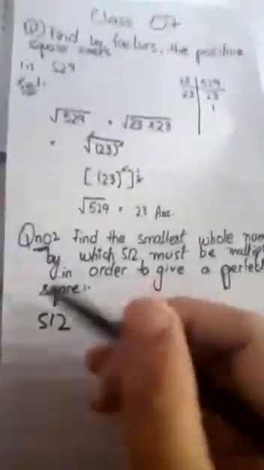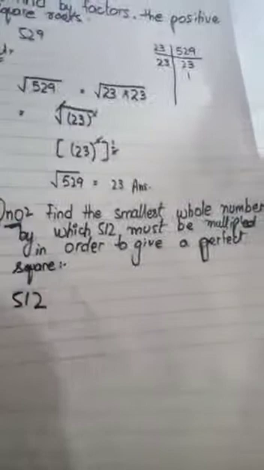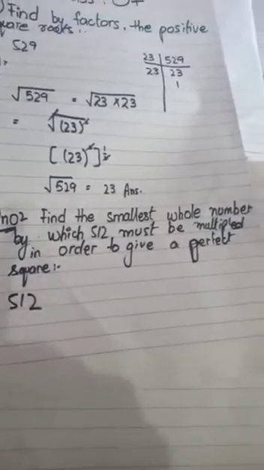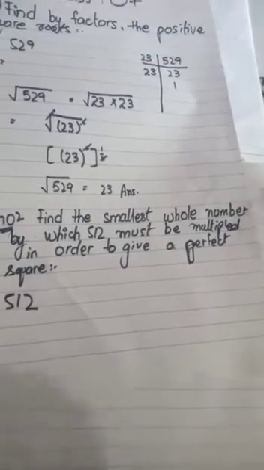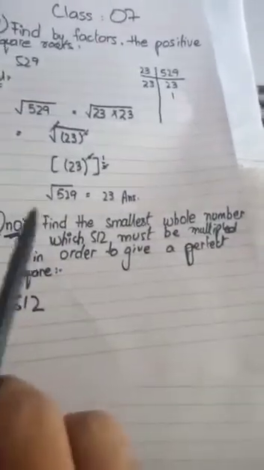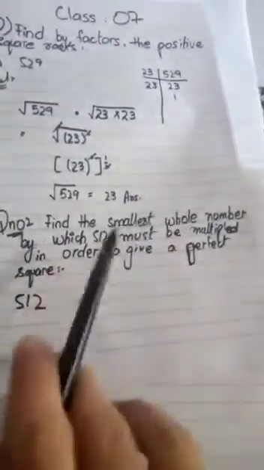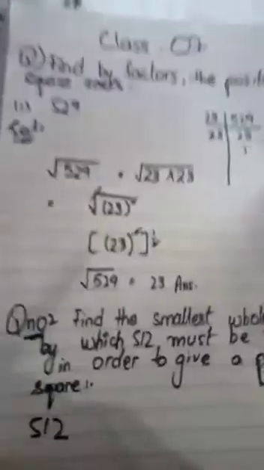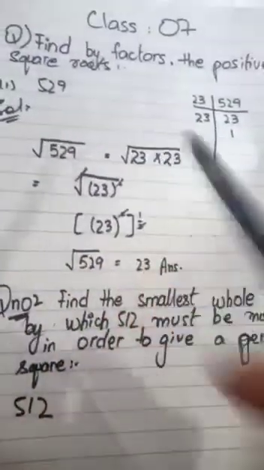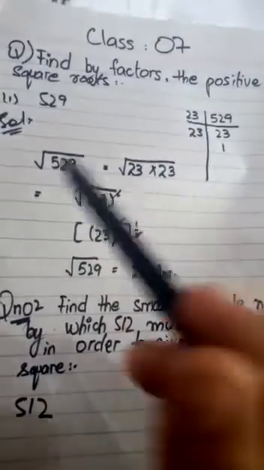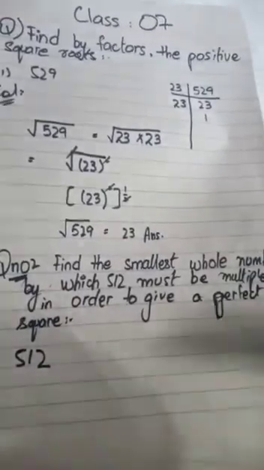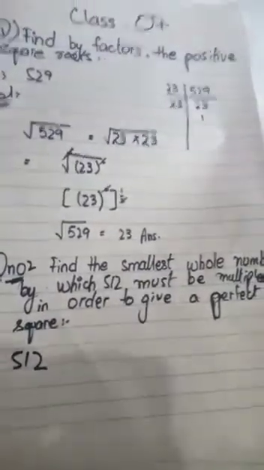So now class, we have question number 2. Find the smallest whole number by which 512 must be multiplied in order to give a perfect square. In this question we find the perfect square. 512 is not a perfect square, and we need to find the perfect square. In the last question we also found the perfect square by the factor method, and the answer is 23. The square root of 529 is 23. Now we solve 512 and find the answer for the perfect square.